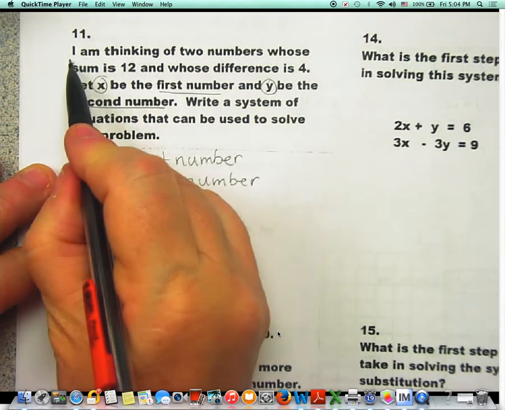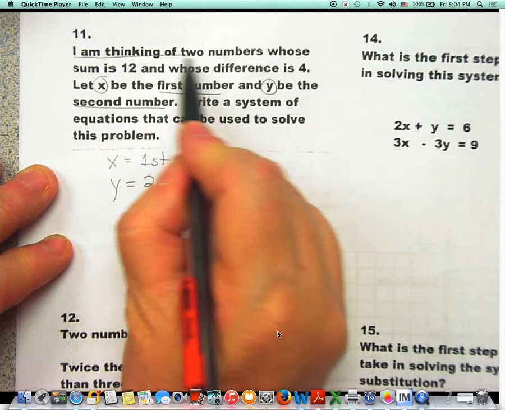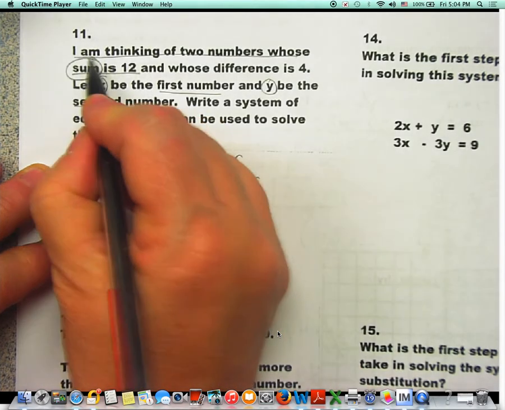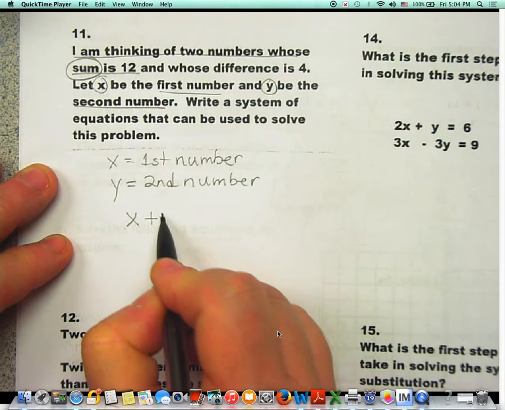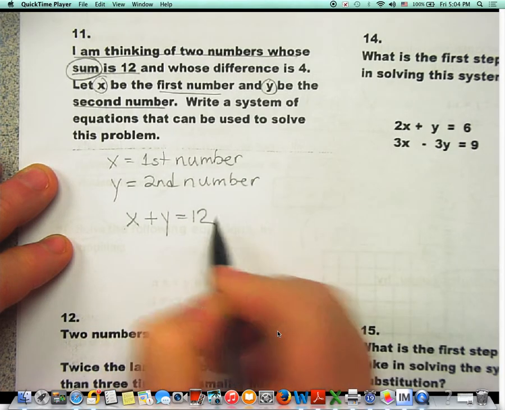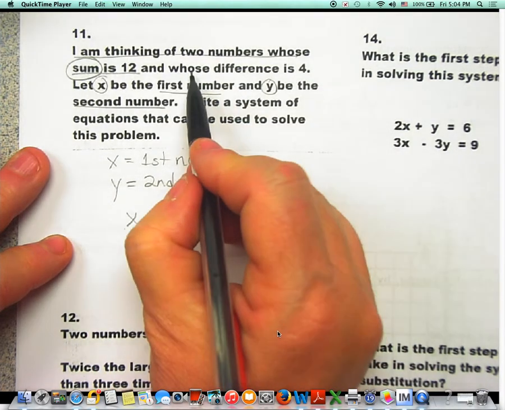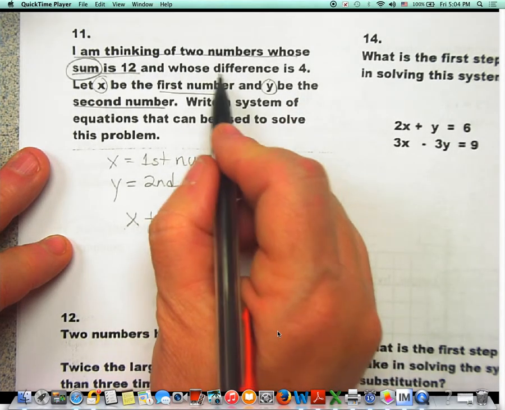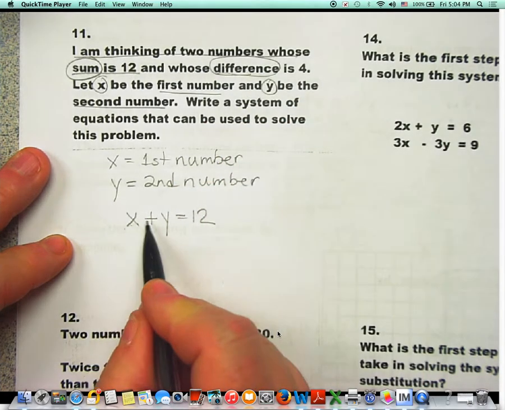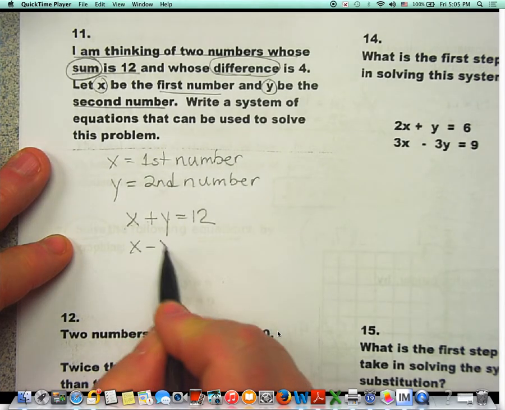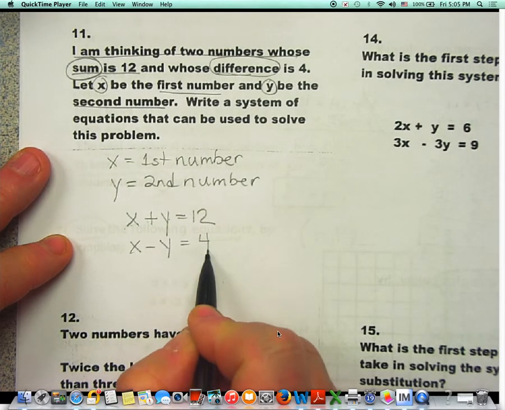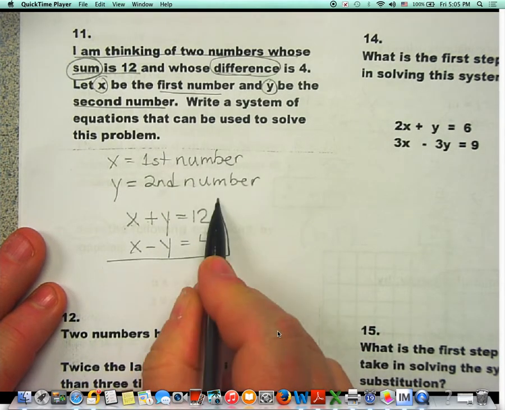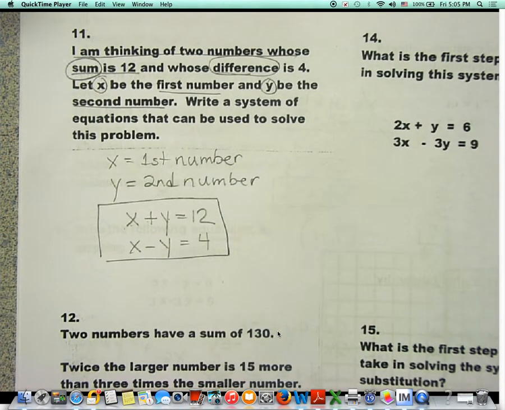The first one would be, I'm thinking of two numbers whose sum is 12. So sum means that I'm going to add the two numbers together. So x plus y equals 12. And then whose difference is 4. So it's the same two numbers, but difference means subtract. So instead of x plus y, I'm going to have x minus y equals 4. And it doesn't say that we have to solve it. So this would be our answer right here.